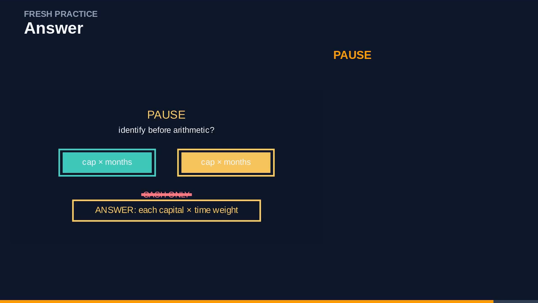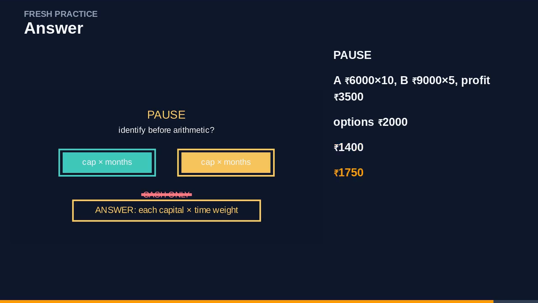We divide because weights are 6,000 times 10 equals 60,000 and 9,000 times 5 equals 45,000, so the parts are 4 to 3, and A's claim is 4 by 7 times 3,500 equals rupee 2,000. Splitting by cash alone, 2 to 3, gives 1,400. An even split gives rupee 1,750. The products, not the cash amounts, set the parts.